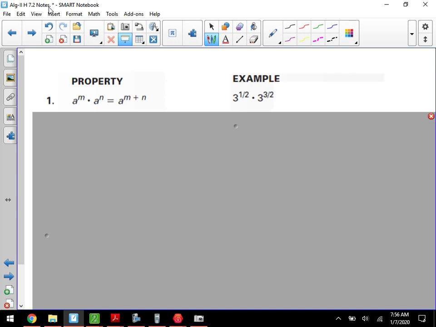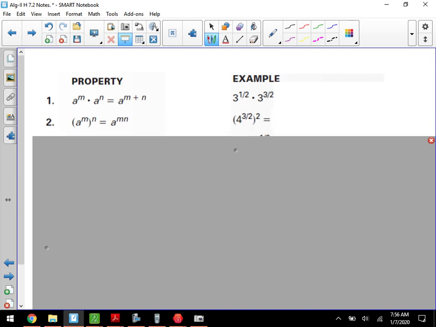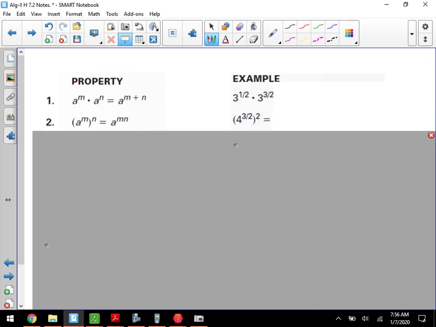Okay, same idea. We're going to slowly work into variables. Today, we're going to basically spend the whole time dealing with numbers again, so we have to learn how to work with them a little bit, how to simplify them out. Same deal here, power to power. When you have power to power, you are multiplying your exponents.